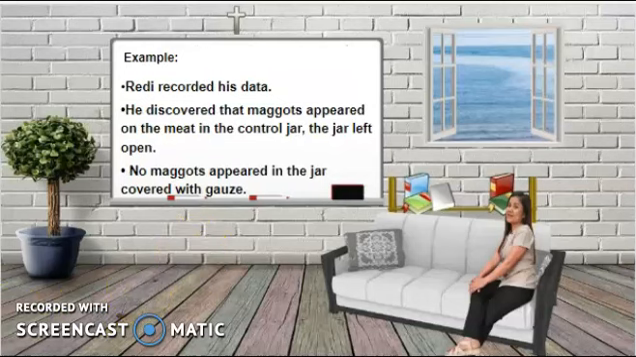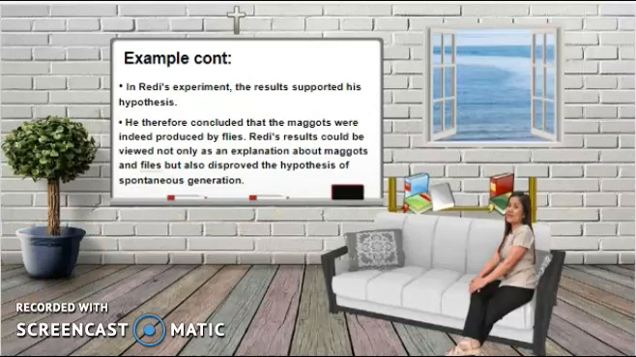So, for example, let's go back to the work of Francesco Redi. Of course, he recorded his data. He discovered that maggots appeared on the meat in the control jar, which is the jar left open. And he discovered also that no maggots appeared in the jar covered with gauze. So in Redi's experiment, the results supported his hypothesis.